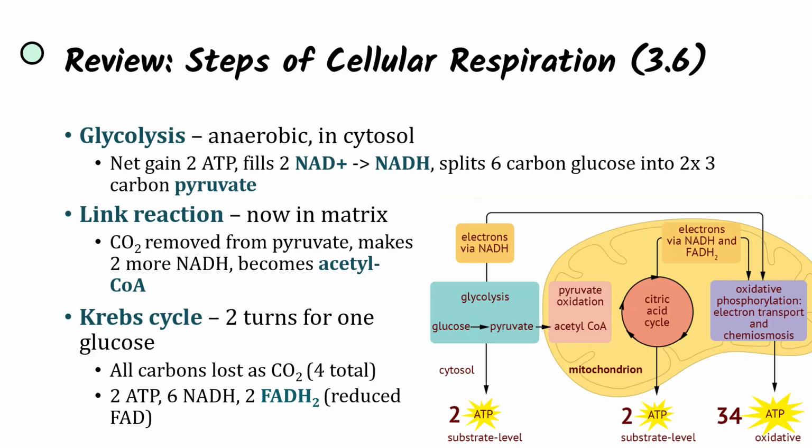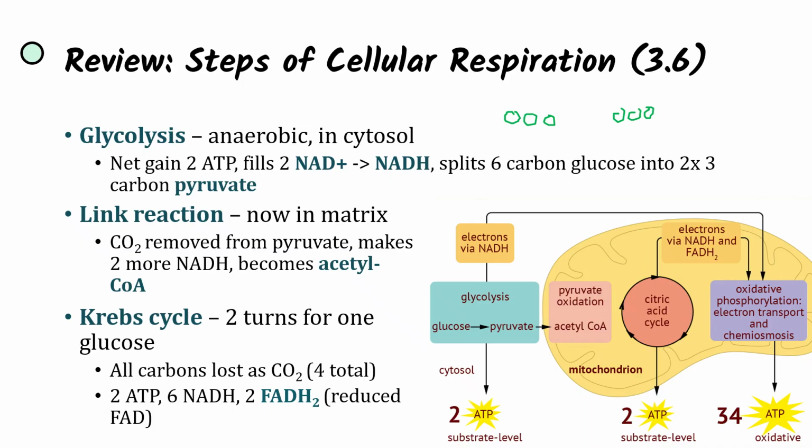So first off, glycolysis. This is going to be anaerobic and in the cytosol before you even enter the mitochondria. This suggests that it evolved earlier. This was the respiration process before there was oxygen in the atmosphere, before the creation of organelles. And your net gain is going to be 2 ATP, it takes 2 and gives 4, and it's going to fill 2 NAD plus, or reduce them, electron carriers, forming NADH, and it will split the 6-carbon glucose sugar into 2 3-carbon pyruvates. So we're now at 2 3-carbon pyruvates.